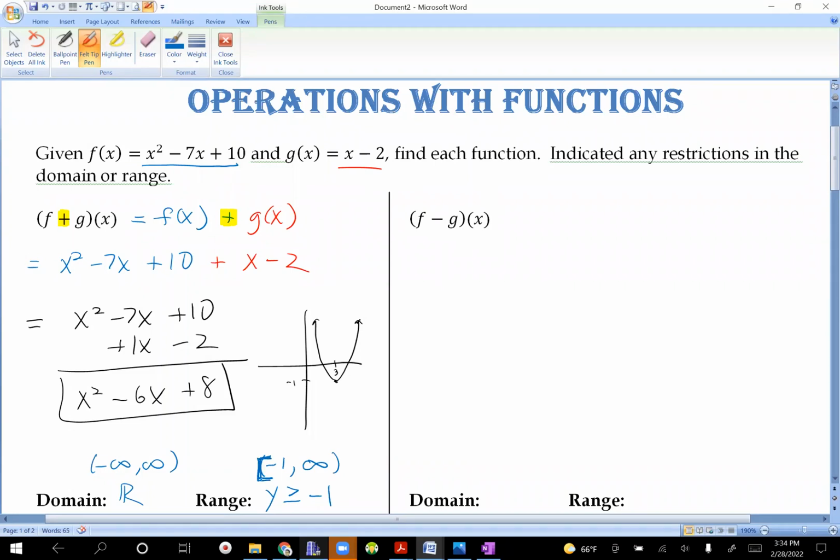All right. So those are our domain and range. Our answer that we're really looking for is this guy right here. Okay. So all we did was add up the two equations. That was it. Okay. Let's move on to the next problem. Or you can give it a shot too.